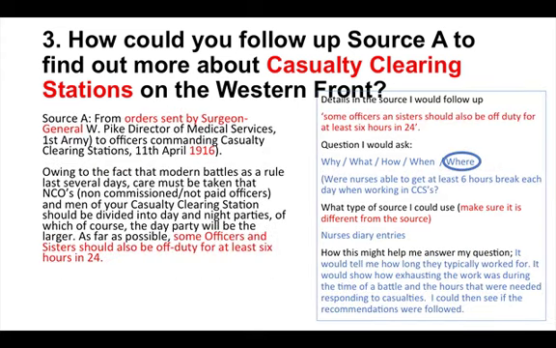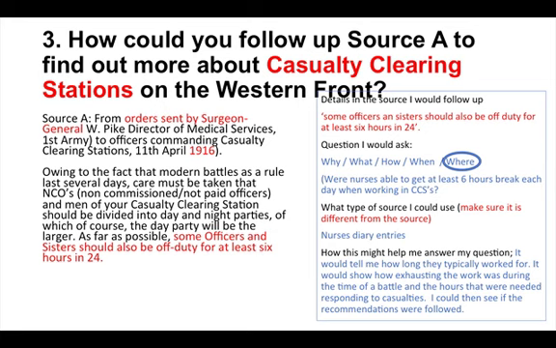Okay, so here's my example of an answer. I'm going to pick up on the point that it says some officers and sisters should be off duty for at least 6 hours in 24. And I'm going to start with the question word were, not where, were. So I'm going to say, were nurses able to get at least 6 hours break each day when working in casualty clearing stations? So what type of source could I use?